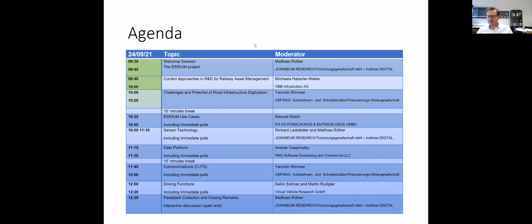I do not see immediate questions now, but I think there is time. There is one question I see in the chat, but I have to admit this is more for you actually. It is what is the map format for the HD map that I was showing?